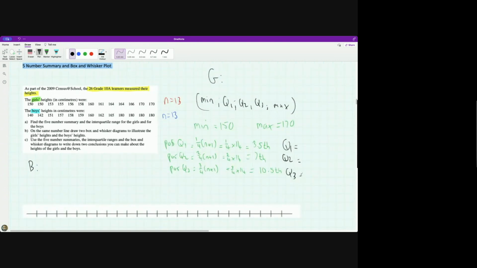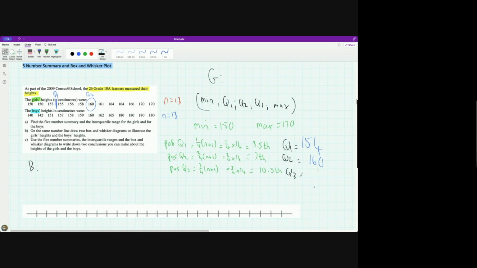Okay, what are we getting for that? So I get 1, 2, 3. Okay, so Q1 is halfway between there. So does anybody get 154 for Q1? Give me a thumbs up if you get 154 for Q1. Then for seventh position, 1, 2, 3, 4, 5, 6, 7. So that is Q2 is 160.